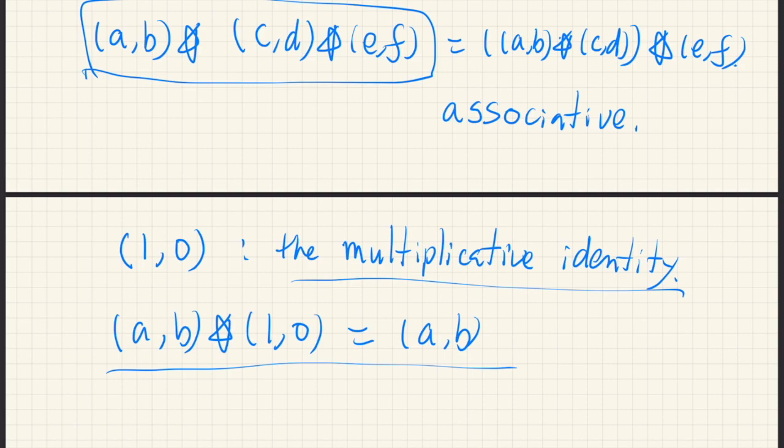So this element acts like 1 in real numbers, right? So in real numbers, for any real number, let's say A, if we multiply by 1, we still get A. So A is unchanged by the multiplication by 1. So in the case of pairs of real numbers, this element, (1, 0), acts like that.